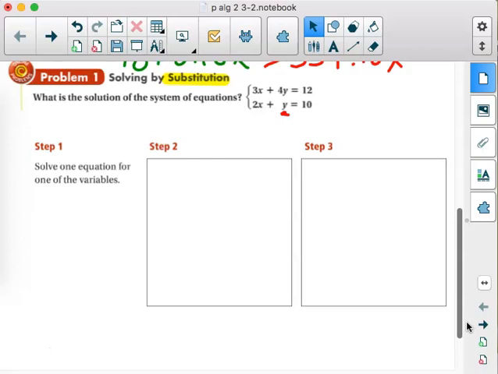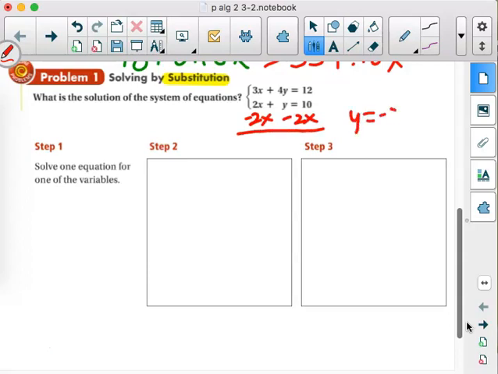Now I'm going to go up there and I'm going to do that. I was looking at this one because all I have to do to get y by itself is subtract 2x. Right there. Now think about this process. Graphically, what I'm still doing is finding an equation for a line, finding an equation for a line, and trying to see where they hit each other. That's what I'm trying to do. Well, I can't just use one equation at a time. If I do that, I'd have to use them both.